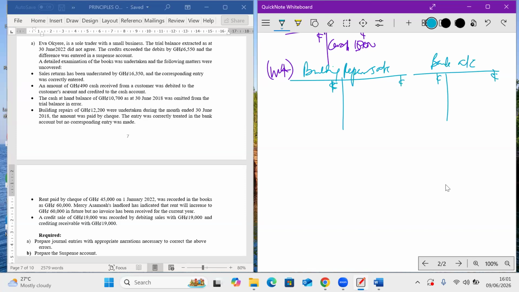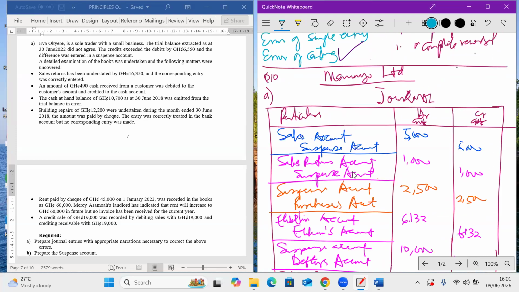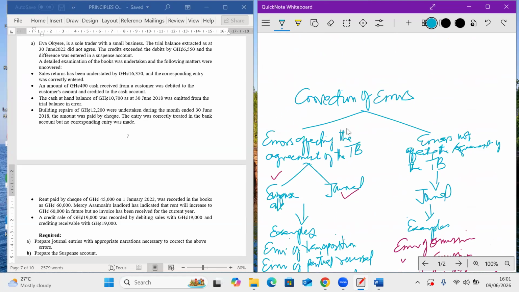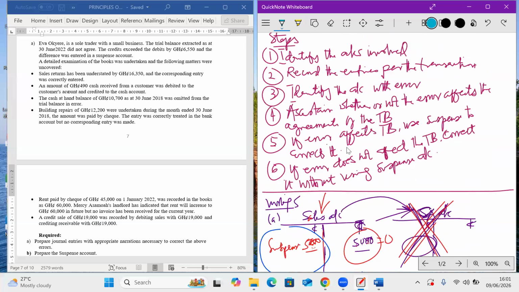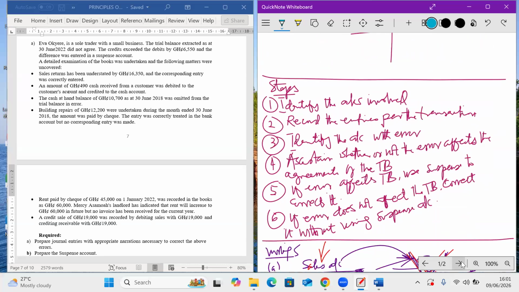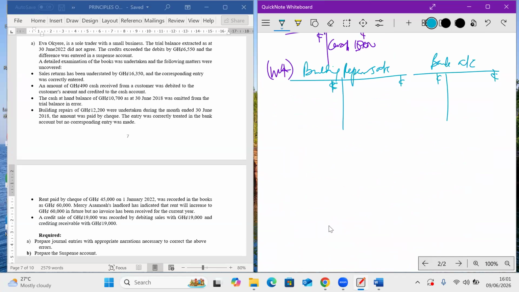Now let's go. Building repairs account, right? And then bank account. So identify the accounts involved. That's it. What's the next one? Record the entries per the transactions. So these are the steps we are still using. Record the entries per the transaction. Okay, let's read it and see how we should enter them.